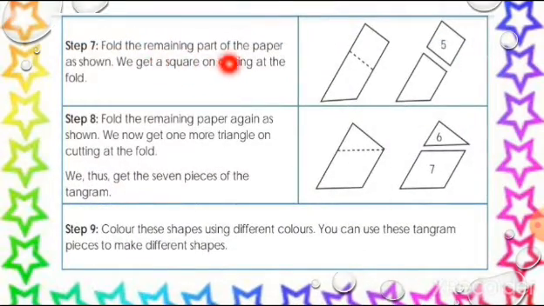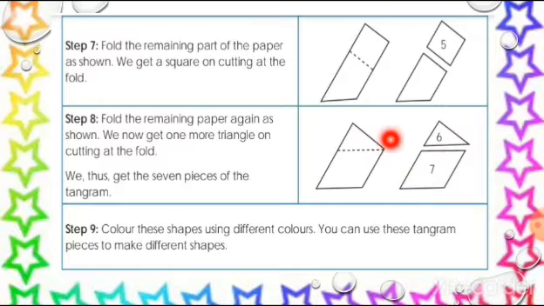Now fold the remaining part of the paper as shown. So we have this much, right? You fold that again and then we get a square on cutting at the fold. So we will get another square like this. And step 8, fold the remaining paper. This is the remaining paper. You fold that once again as shown and then get one more triangle on cutting at the fold. Like this you will get one more triangle.